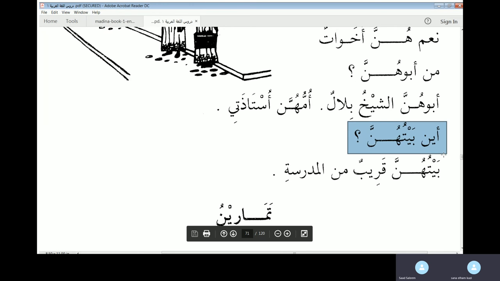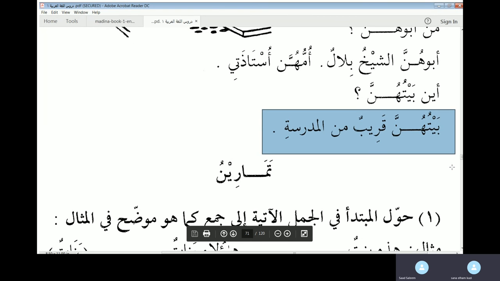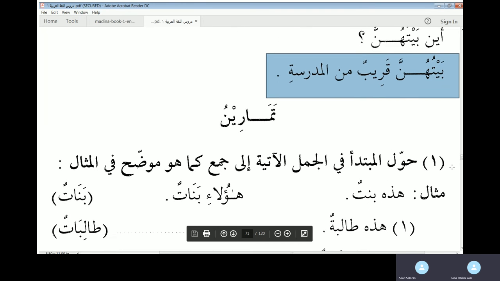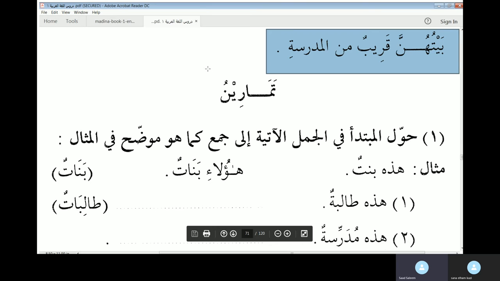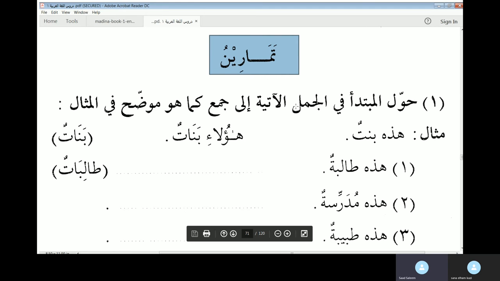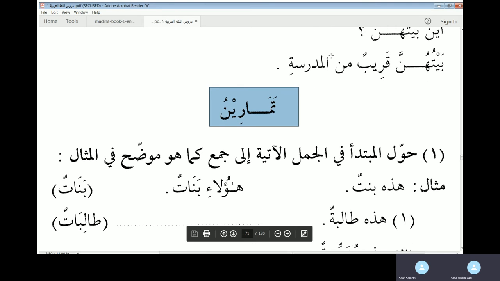Aina baytuhunna? Where are their homes? Baytuhunna qariibun minal madrasati. Their house is near the madrasa, the school. Not masjid. Here, what is the meaning of min? Qarib min madrasa, the house is near the school. Min means from.